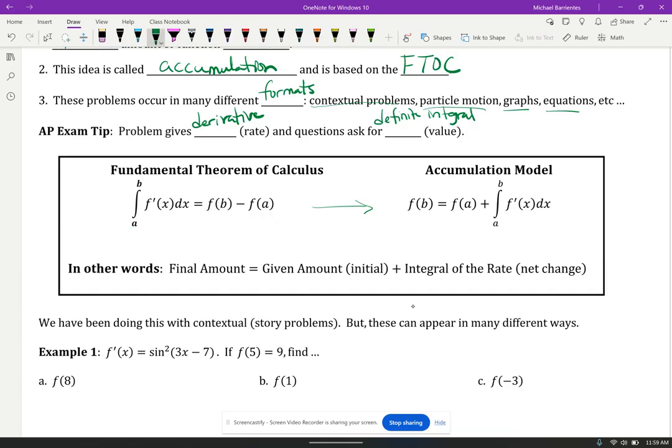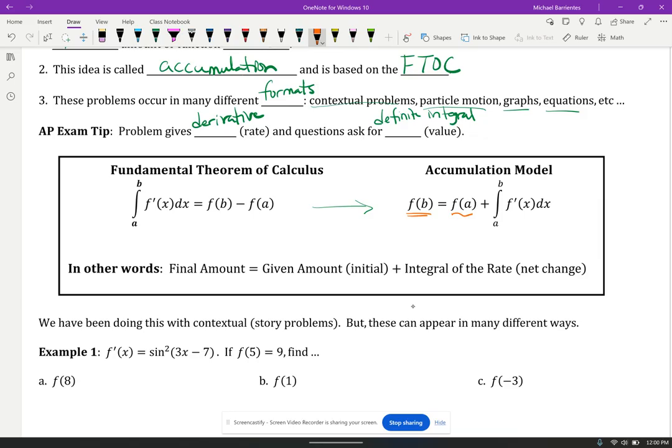Now, if you look at this setup, some people call this the accumulation model because it's telling you if you want to find a final amount, which is what some of these questions are asking you to find, it's equal to the initial amount plus the net change in that amount based off of the integral of the rate of that amount. Okay, that's a lot of things to say. But you might recall that earlier we said a definite integral finds the total amount or the net change, right? The difference in the amount.